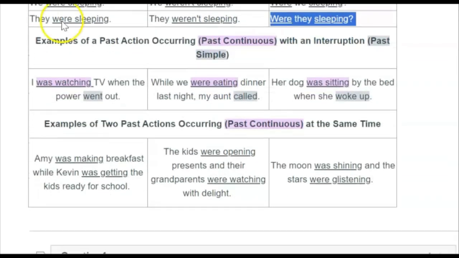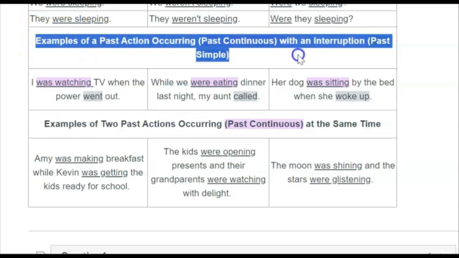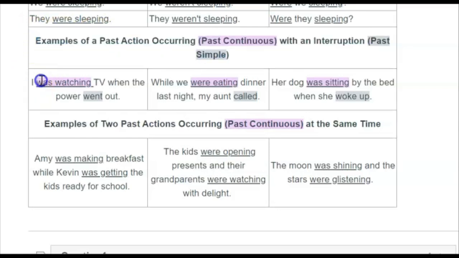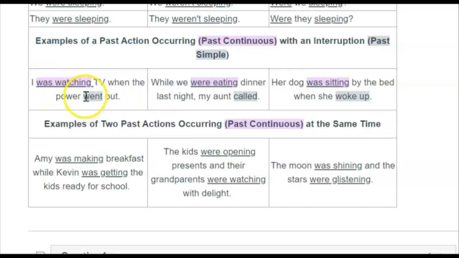Here are examples of a past action occurring, the past continuous, with an interruption, the past simple. I was watching TV when the power went out. Went is the past simple, and was watching is the past continuous.